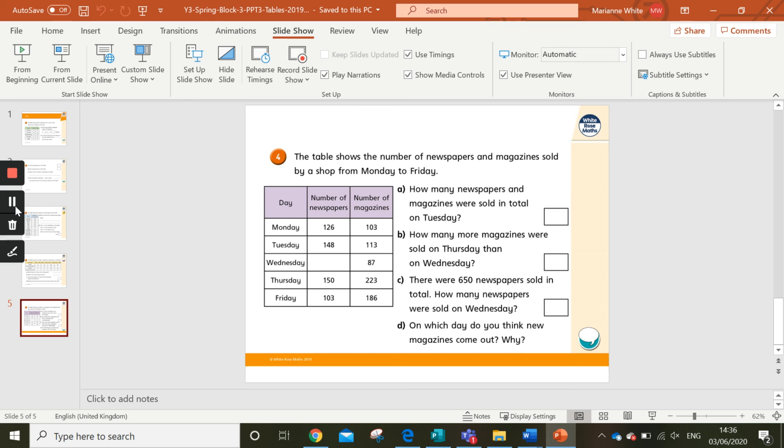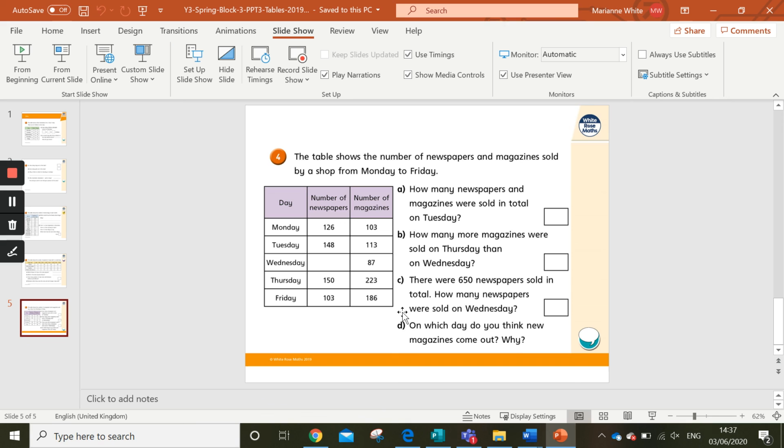So across the top, you could have 650. And for one of your parts, you would need to add together all of these numbers. And then the other missing part would be Wednesday. So in our bar model, if we are missing a part, what calculation do we do? If we're missing a part, we do a subtraction. So think carefully about how you can do that one.